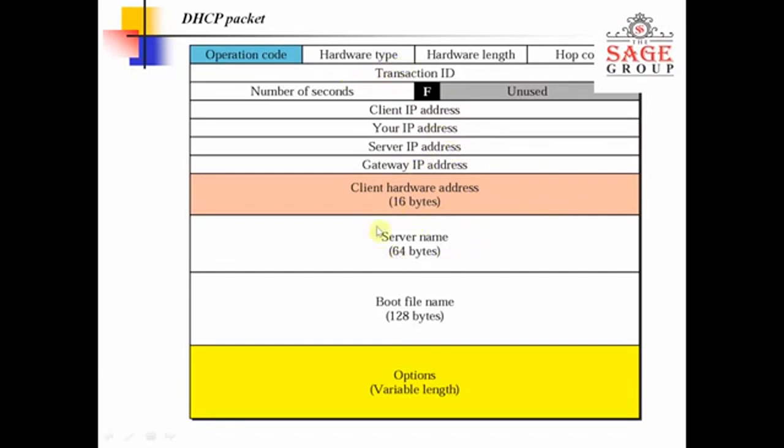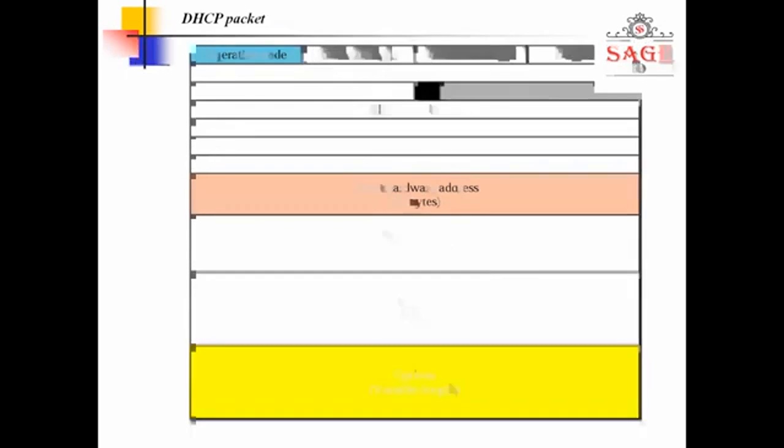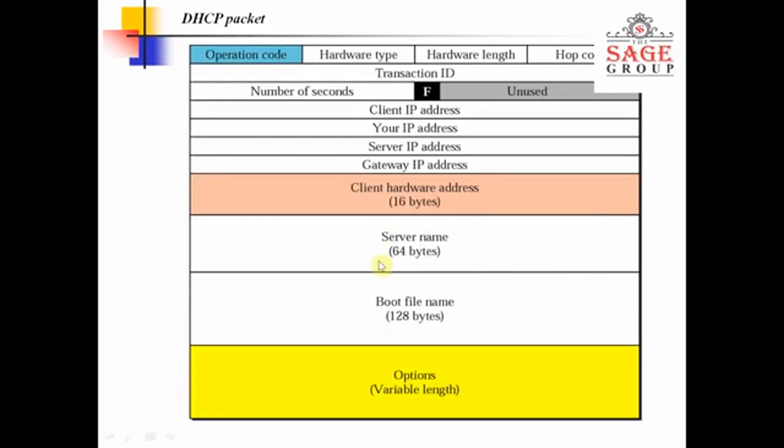That is known as the server name, for example google.com, yahoo.com, facebook.com, www.sirt.bhopal.com, www.sageuniversitybhopal.com. These are mentioned there. The length of the server name field is 64 bytes.